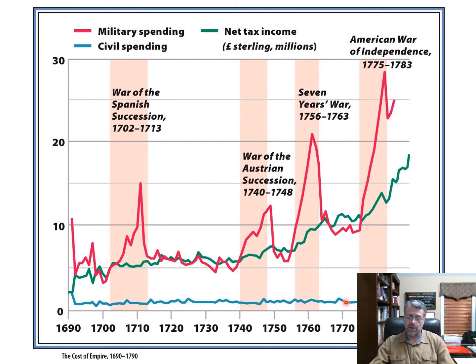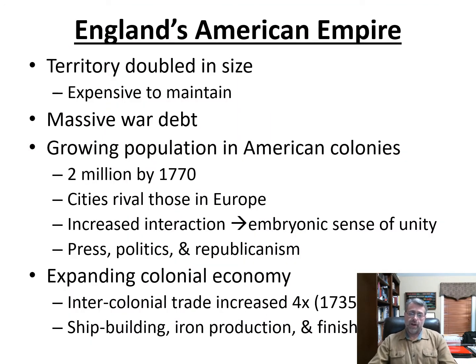Eventually the British people will become very angry and upset over this, which will be one of the factors influencing England's desire to make peace with the newly formed United States at the end of the Revolutionary War, because they just simply cannot afford to keep up this pattern. So we've got twice as much territory to maintain, very expensive, and in addition to that we have a massive war debt to pay for. So England is in an economic situation at this point where they are desperate for money. They need to start generating revenue if they're going to maintain this vast empire.